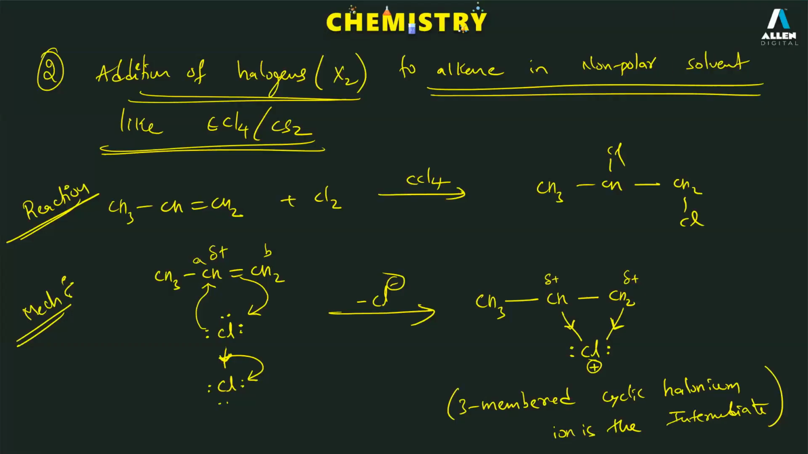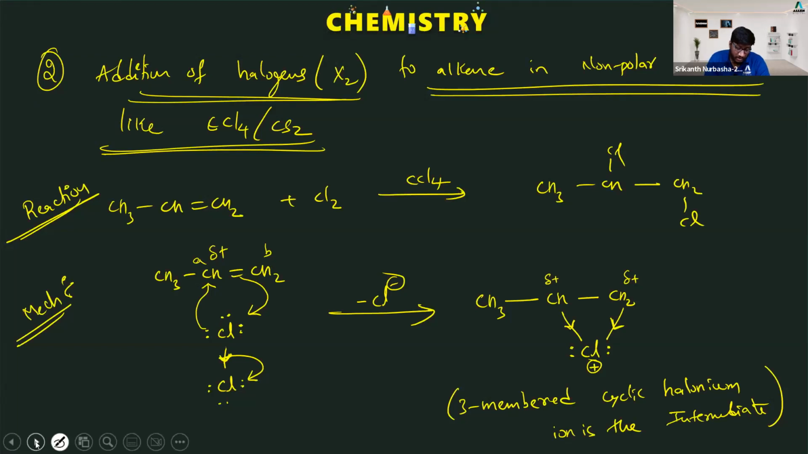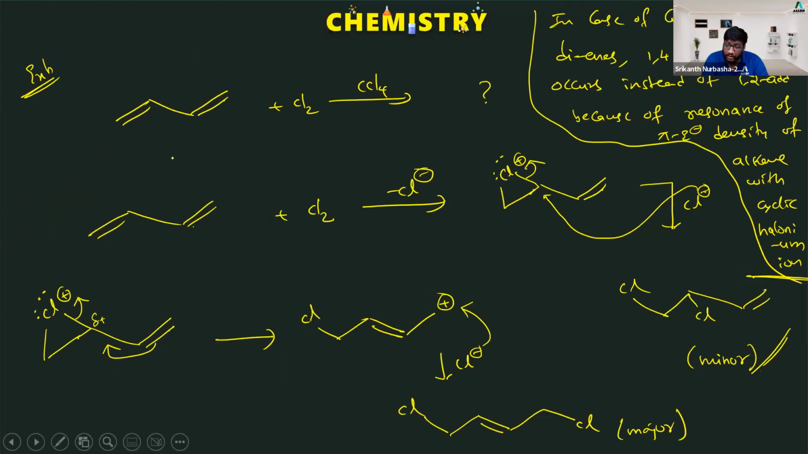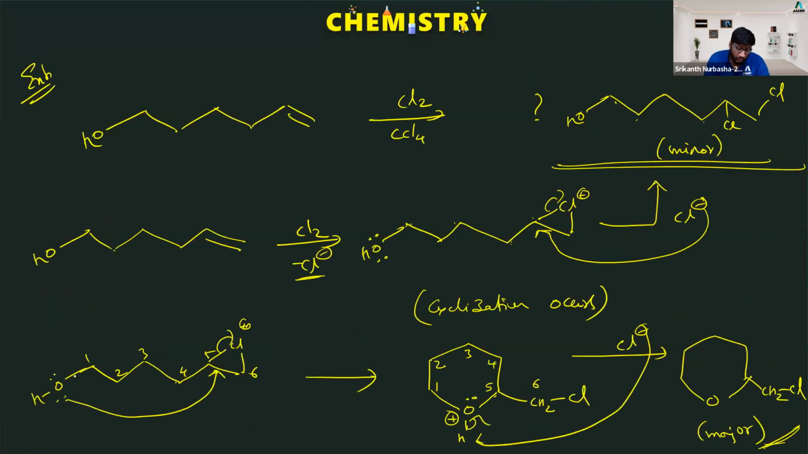That's right. So then the addition of halogens to alkene in a non-polar solvent like CCl4 and CH2Cl2 has also been seen. Then we have this shortcut: cis-alkene anti-addition gives a racemic mixture. So based on the type of alkene, we can understand what type of compound is going to be obtained. And in the case of conjugated dienes, 1,4 addition occurs instead of 1,2 addition because of resonance. The pi electron density of the alkene is in resonance with the cyclic halonium ion. And if you have a nucleophilic atom in the acyclic chain where there is a possibility of attack, then 6-member ring formation, or cyclization, will occur.